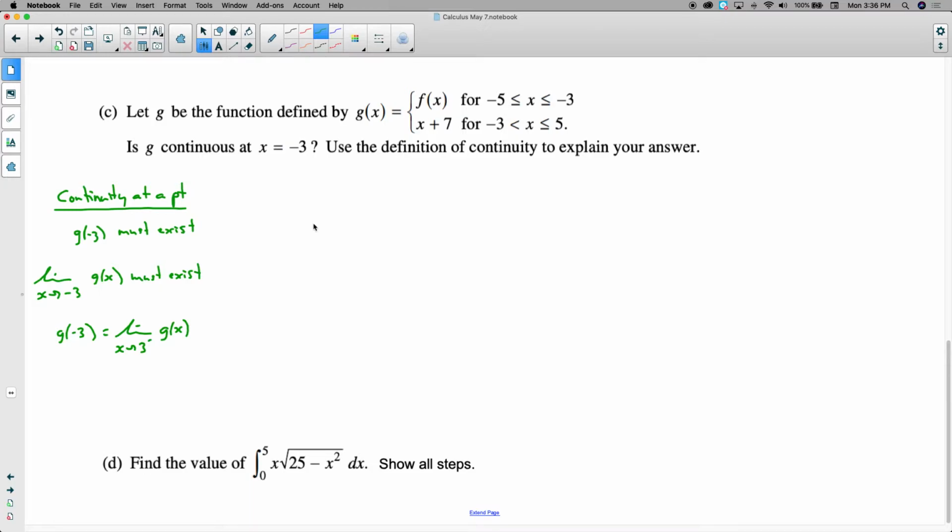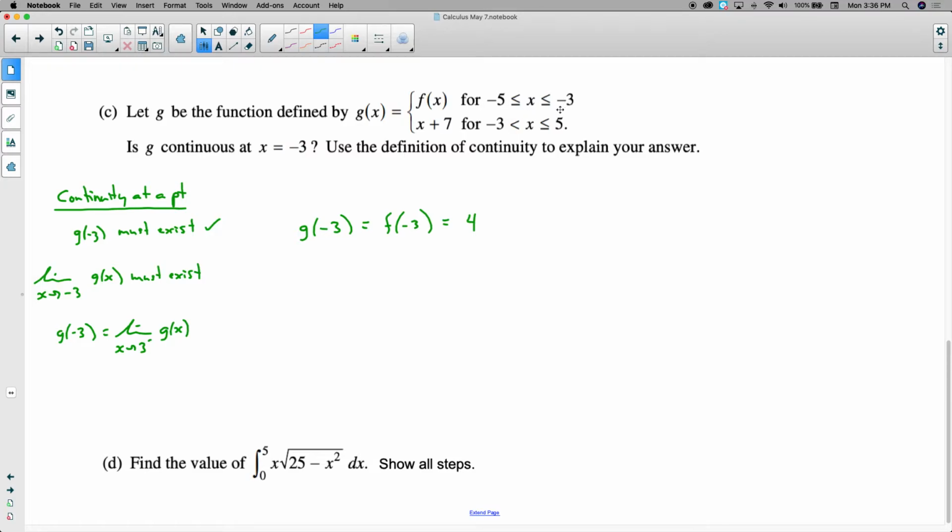Okay, so let's roll through these things in this case. Does g at -3 exist? Well, in order to find g at -3, I have to come up here and decide which one of these pieces I'm on. I'm on the top piece. So g at -3 is f at -3, and we found f at -3 just a moment ago. That's 4, so that one exists. Check.